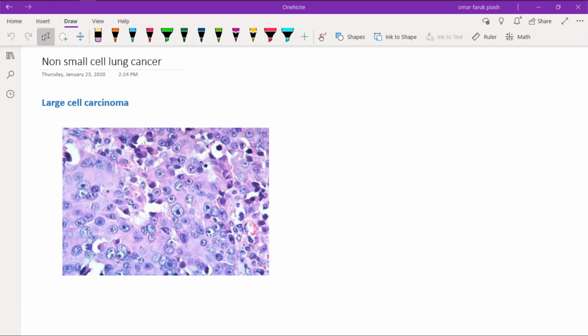Now start with large cell cancer. Can you remember I have said that all the non-small cell lung cancers can be remembered by these LABS: large cell carcinoma, adenocarcinoma, bronchial carcinoid tumor, and squamous cell carcinoma. This is the picture of large cell carcinoma. This is the pleomorphic giant cell, and in large cell carcinoma you will get this pleomorphic giant cell.